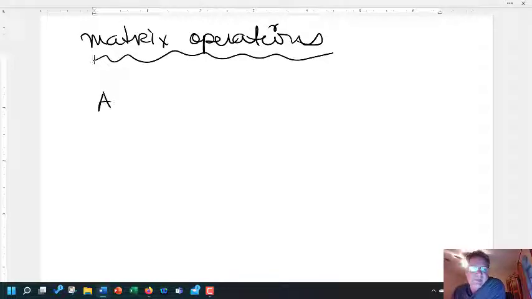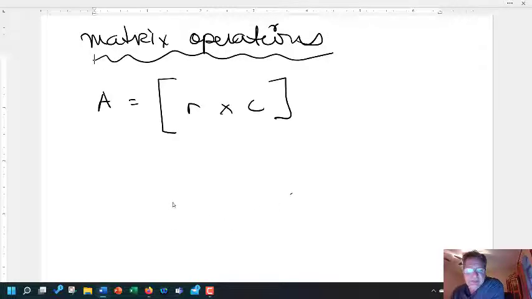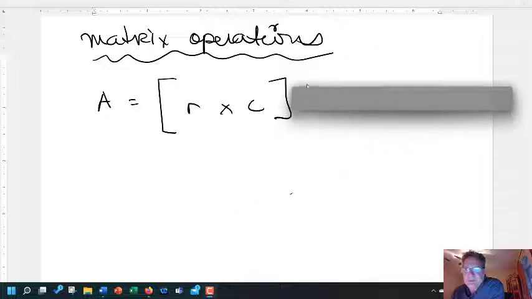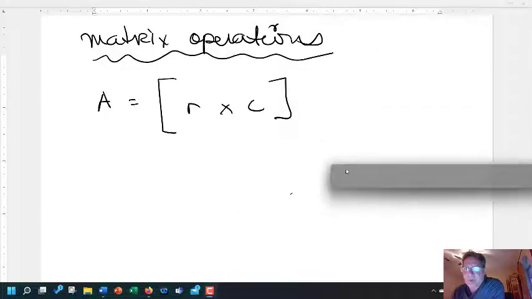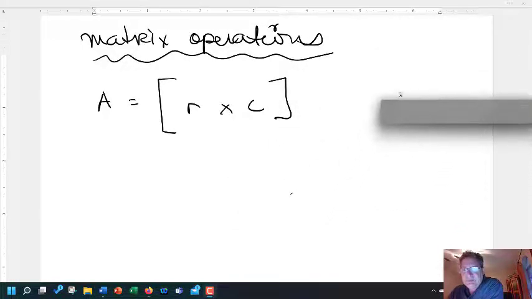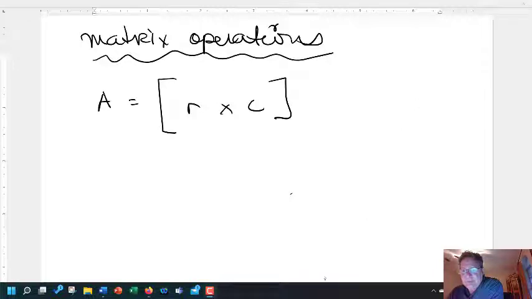So anytime we have a matrix A, we're going to talk about a matrix A having a certain number of rows and columns. And that's the way generally that we're going to refer to them and write and work with them. So that's the way we're going to work with them, is rows and columns. So usually we would say, like, matrix A is a 2 by 3 matrix.